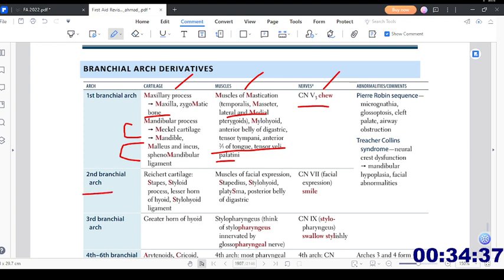So in the second branchial arch, let me see if there is a picture of that or not. There's supposed to be a picture in the UWorld. There's a very good picture.